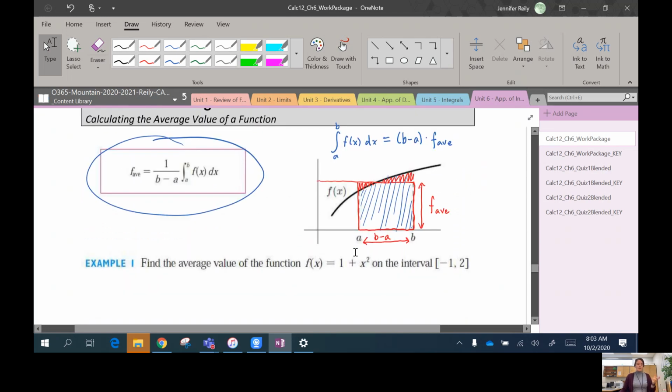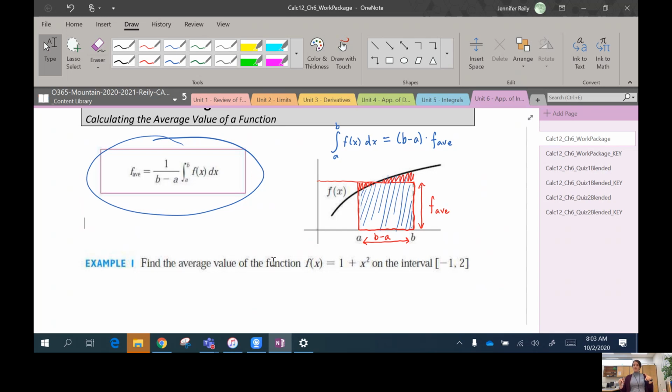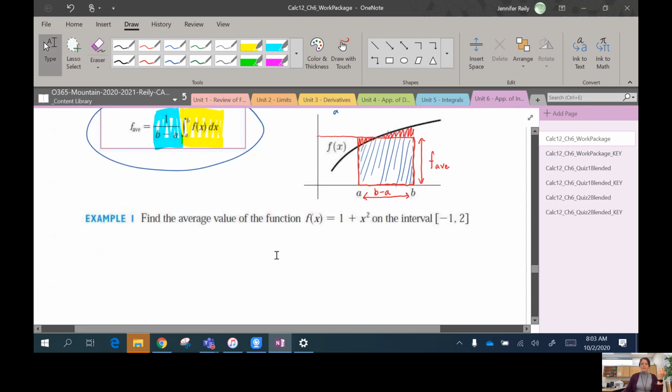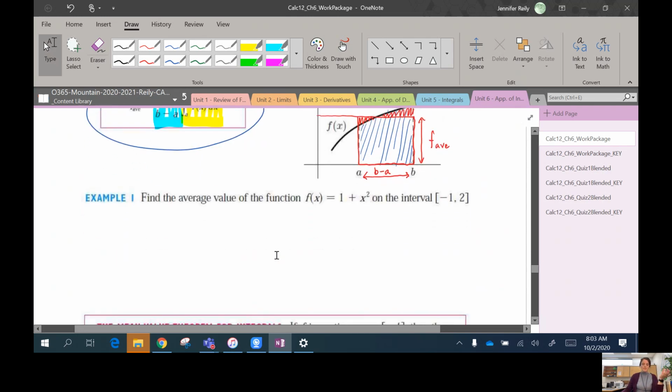Another way that I remember it is like if you think of an average value of a bunch of numbers, right? We add them all up and then divide by how many numbers there are. It's kind of similar here. This is the adding them all up part. So you're adding up all of the values of f of x kind of, and then you're dividing by how many values you have, or the width of the space you have. So it's kind of similar to finding an average of a bunch of numbers.